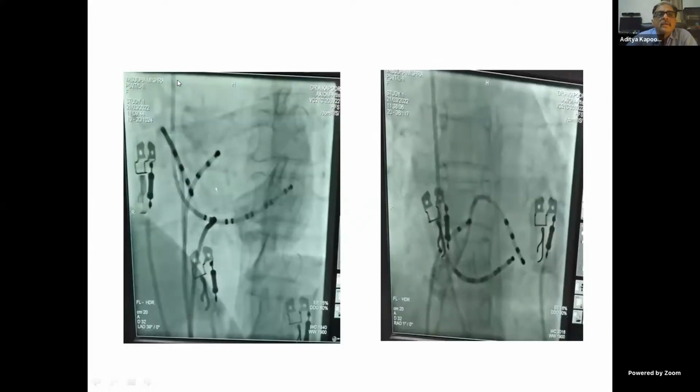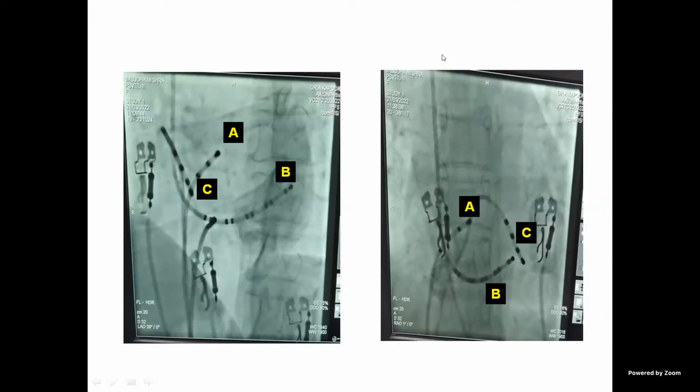This is not quite a spotter, but this is the LAO view and this is the RAO view. So who are the students? Keyur, if you are there, do you want to go ahead and tell us what is A, B, and C, and similarly in RAO, what is A, B, and C? Is Keyur around? Dr. Chami, is Keyur there, or who are the students? I think Dr. Sandeepan is there. Sandeepan, you want to go ahead?